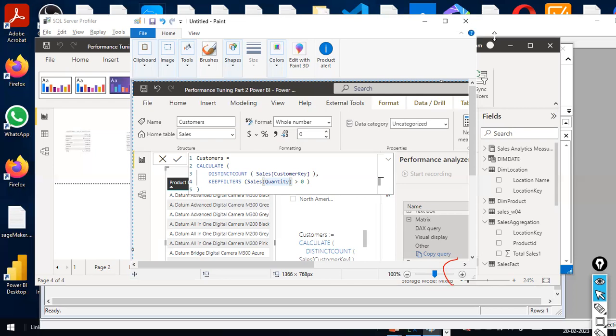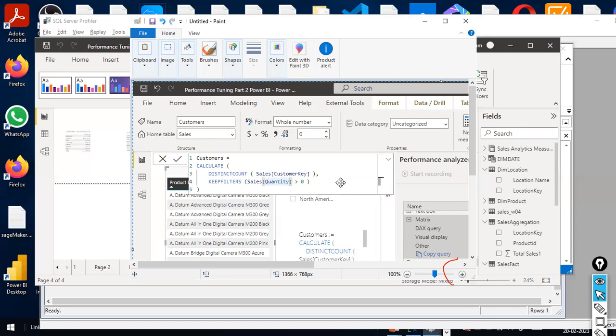Instead of using the filter function, I've used KEEPFILTERS. Even in this case, I've used sales quantity is greater than 0. So now what you do is remove the filter and KEEPFILTERS, simply use sales quantity is greater than 0, and give it a try. Let us see what is happening. Now the question is, why should I use KEEPFILTERS or filters? Is it really required? Give it a try for that also.